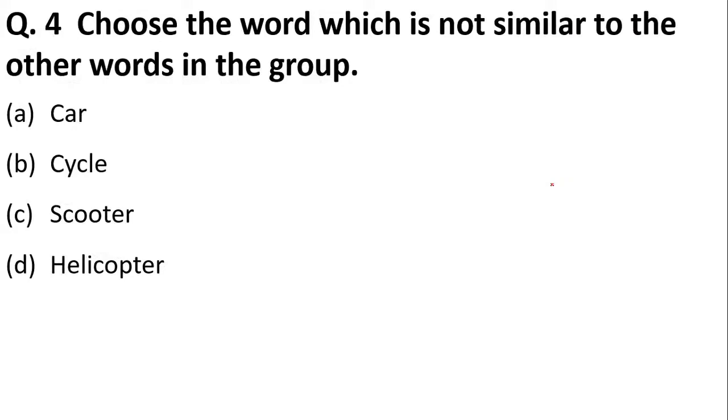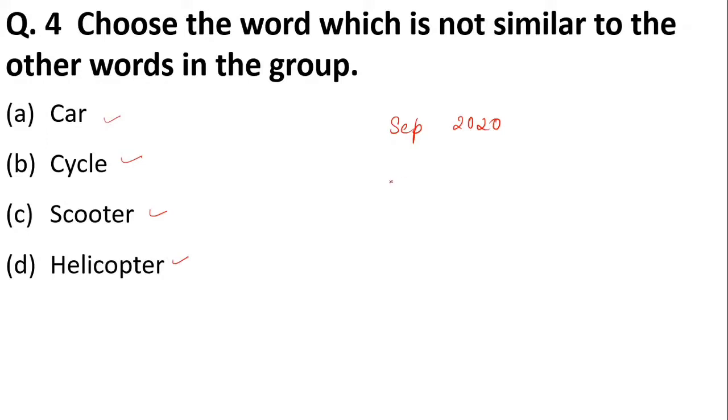Next question is, choose a word which is not similar to the other words in the group. So this is find the odd one out. You have been given car, cycle, scooter, helicopter. See, in the September 2020 examination, there was one question where they had given different cities: Lucknow, Patna, Allahabad, which is Prayagraj, and Haridwar. So you had to find the odd city. For that, the answer was Lucknow.